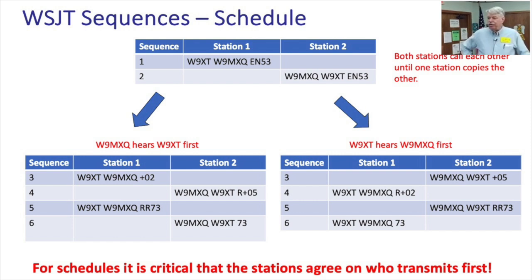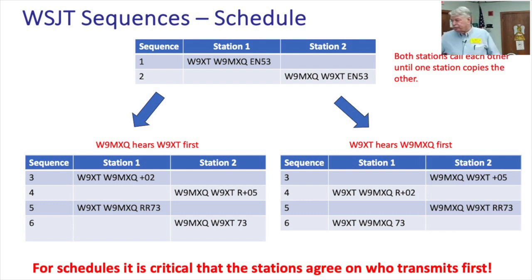Now, if we're doing a schedule, let's say we're far apart and we want to try a meteor scatter contact, and we don't know when we're going to hear each other. We might sit there for 20 minutes before we hear a first meteor. So basically, you decide who goes first and who goes second. That's very important because you don't want to be transmitting at the same time. We'll just call each other, and keep doing that until one of the stations hears it, and then they'll start responding with a signal report.